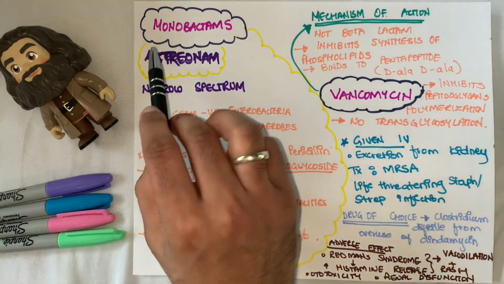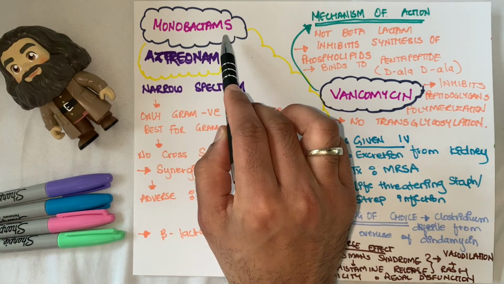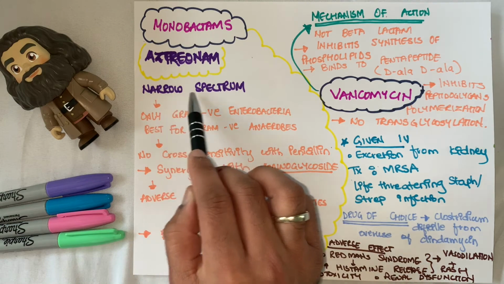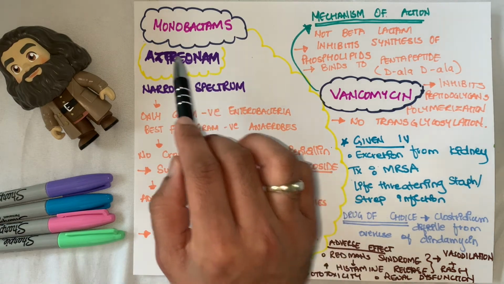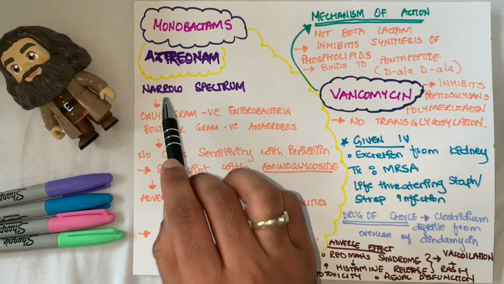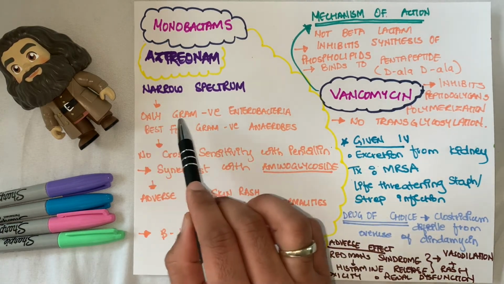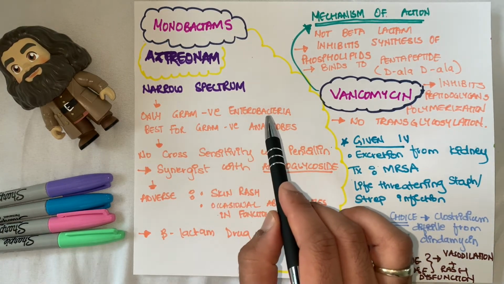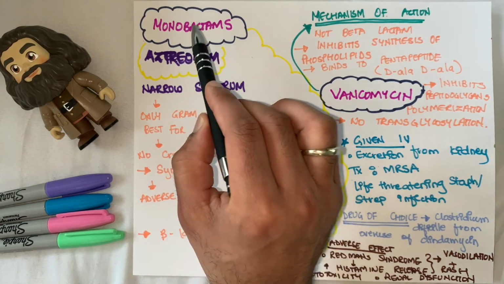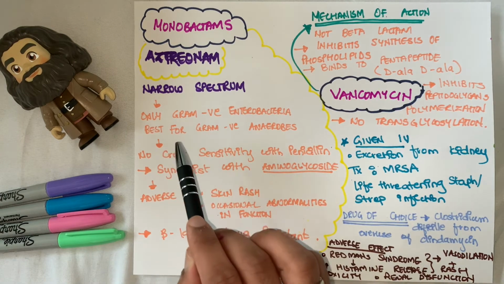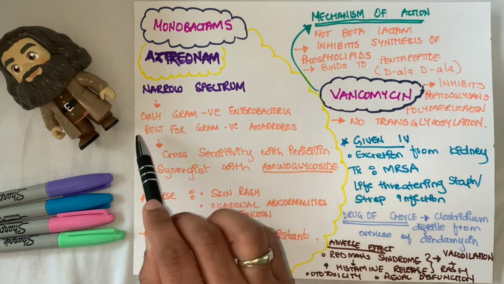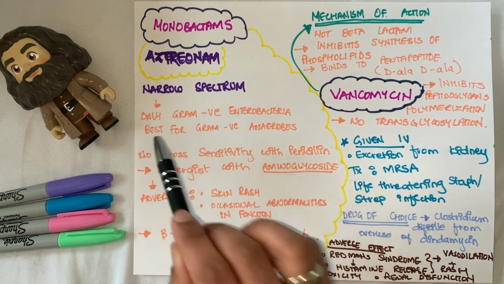Next group of cell wall drugs, we have monobactams. Monobactams, mono means they're narrow spectrum, and the drug involved is called aztreonam. They're narrow spectrum, which means only gram-negative enterobacteria are killed by monobactams. Remember, killed, it's bactericidal. It is best for gram-negative anaerobes. Now that is a drug we don't get to see a lot.